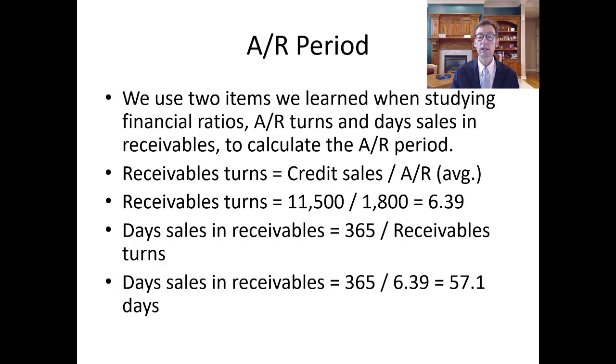And then we are going to divide by the average accounts receivable, unless I'm only given one number for accounts receivable, in which case I will use it. Now let's talk about why we are using sales here instead of cost of goods sold.